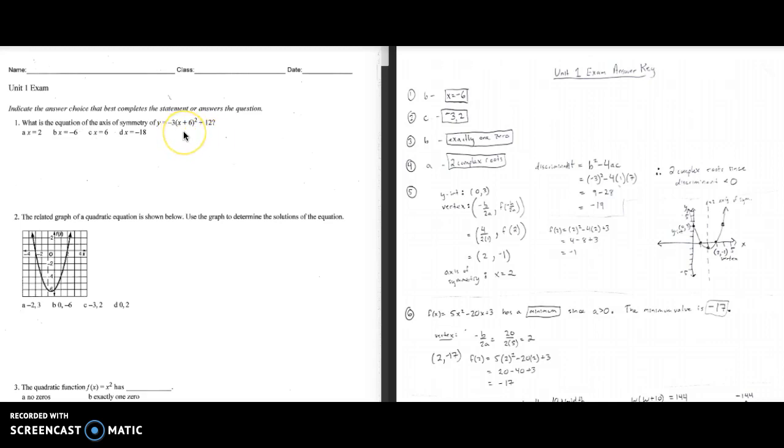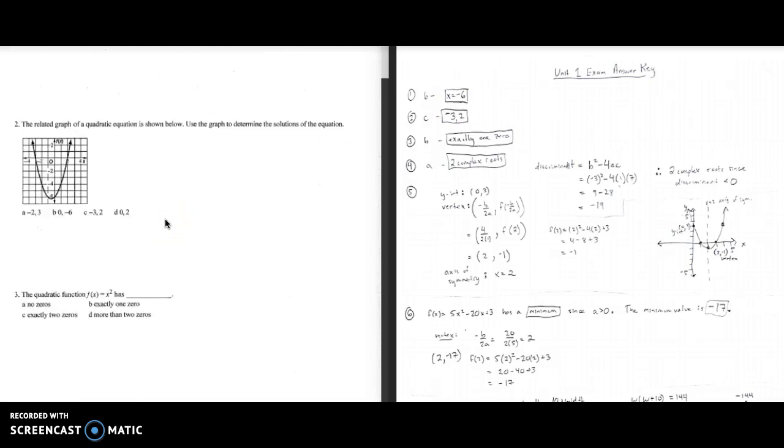Because this problem is in vertex form, and vertex form basically tells you the vertex, you should know that the axis of symmetry is the x part of the vertex, which is the h value, hidden inside the parentheses right here. The format says x minus h, so the only way this could be x minus something is if it's x minus -6, which tells us that our answer is B, -6.